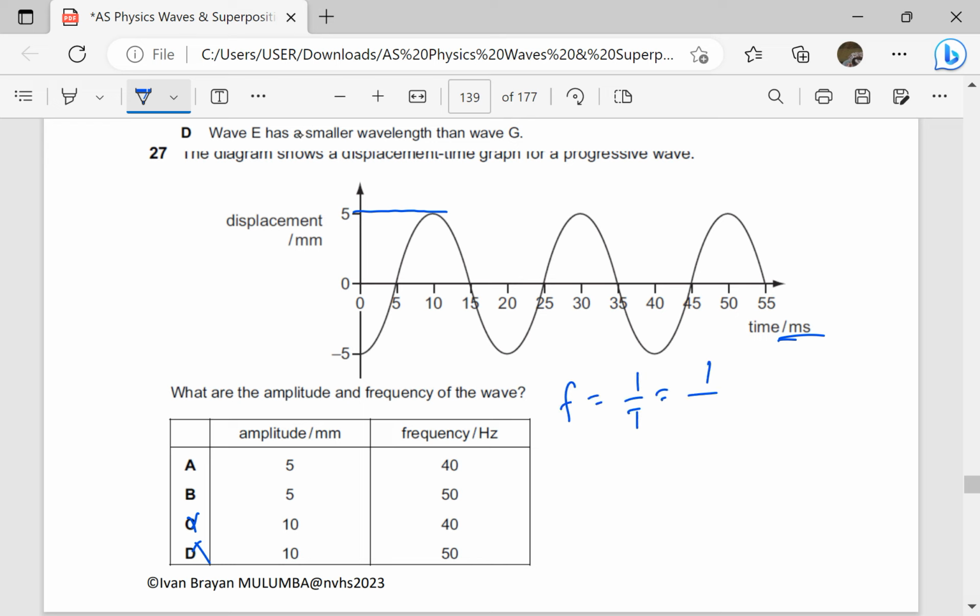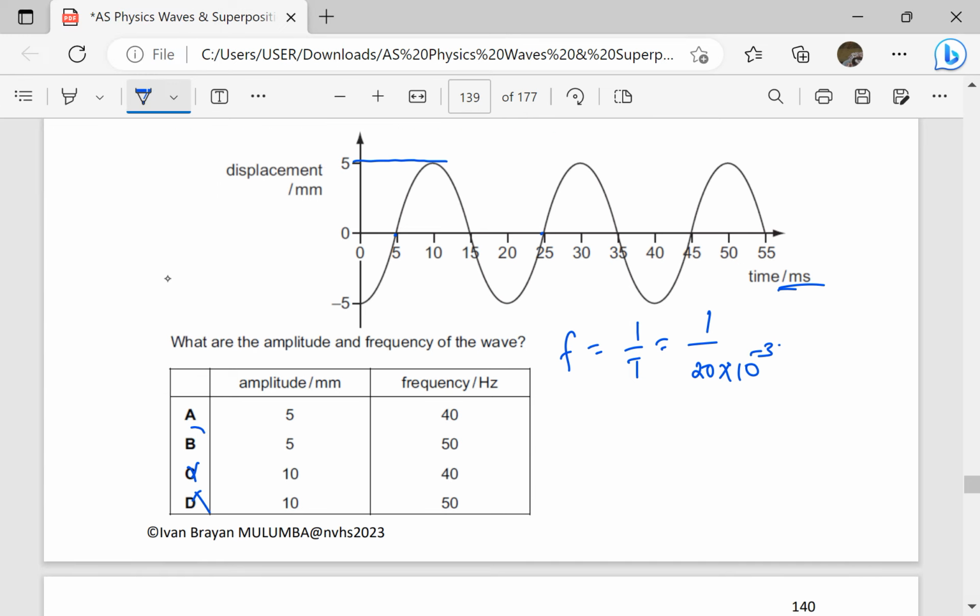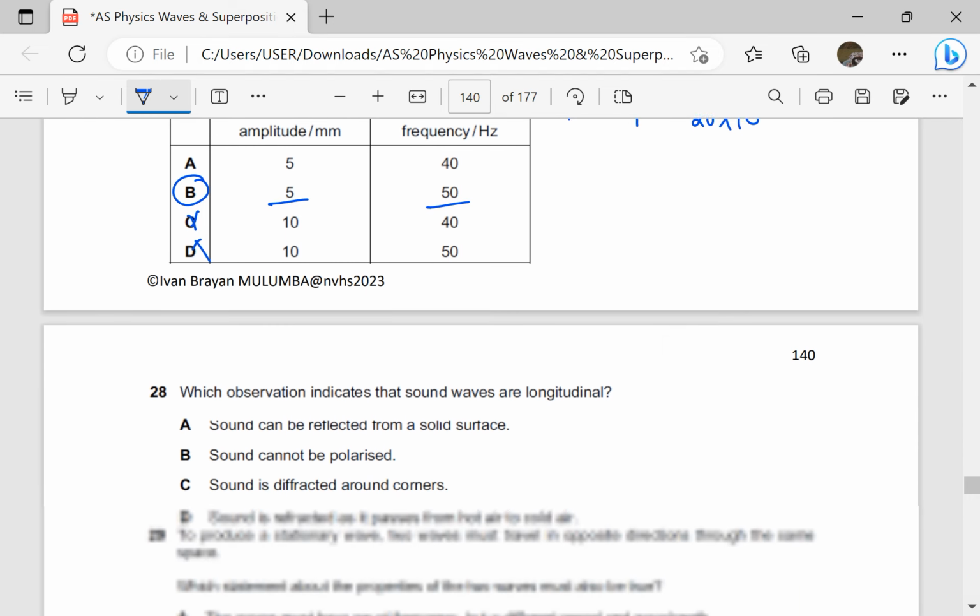So we have from 5 to 25, that is 20. I hope it is not a stationary wave, it is a progressive wave. So this is going to be period 20 times 10 power negative 3. So 1 divided by 20 exponent negative 3. That is 50. So our answer is going to be B. Amplitude is 5, frequency is 50.